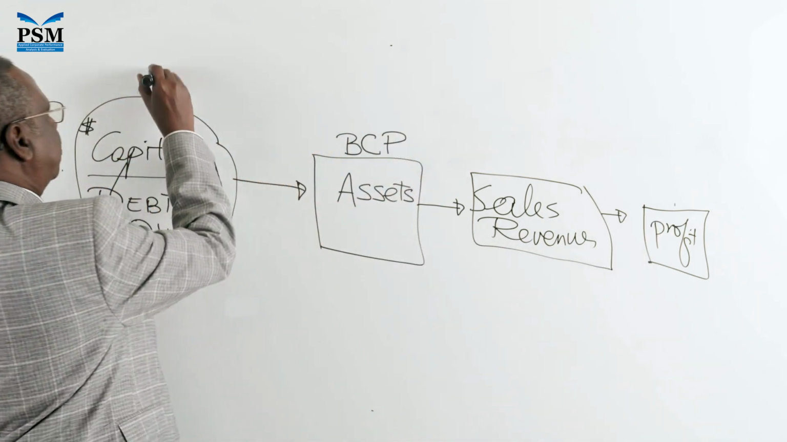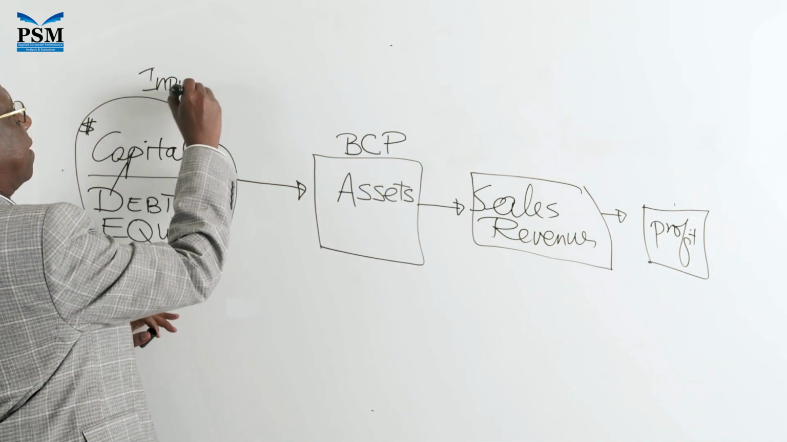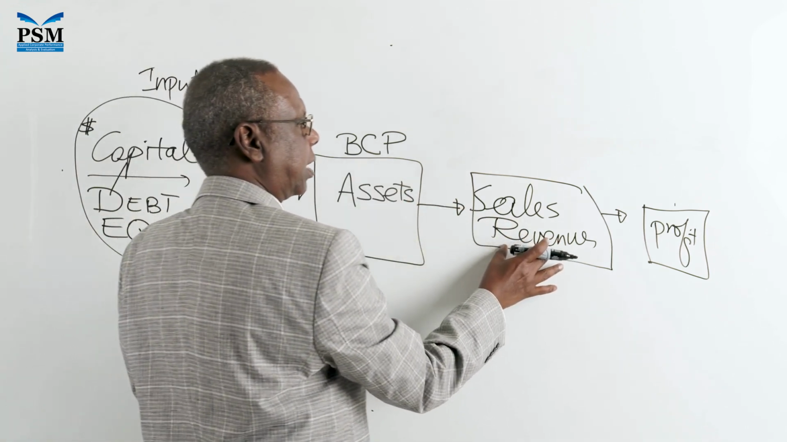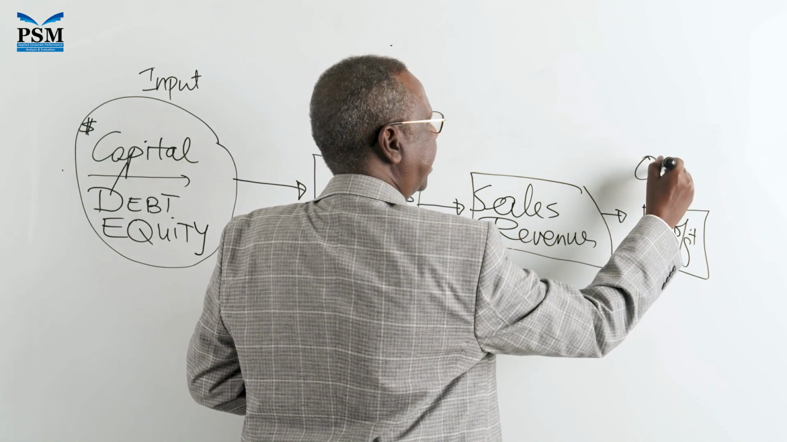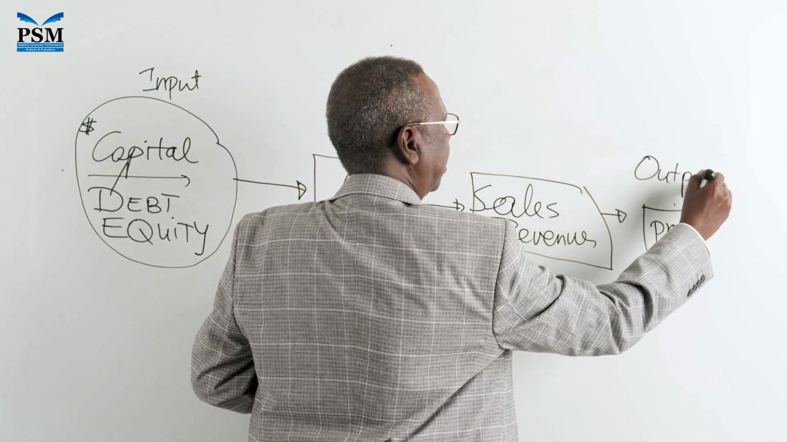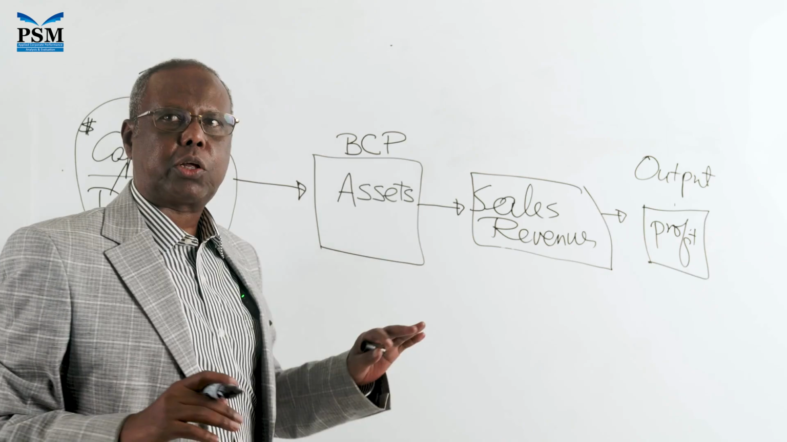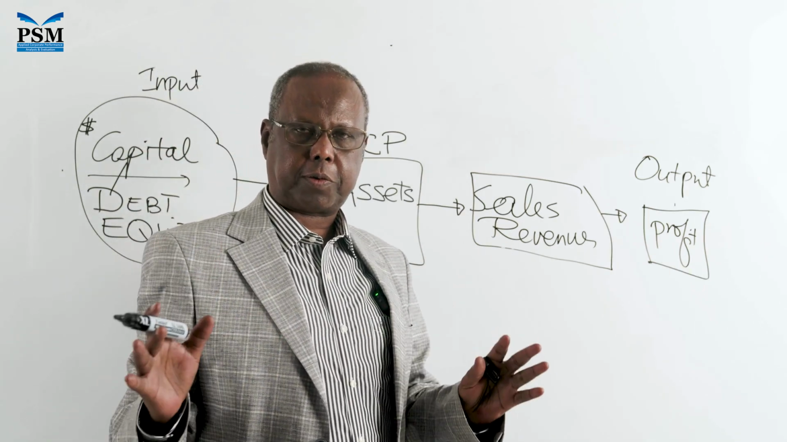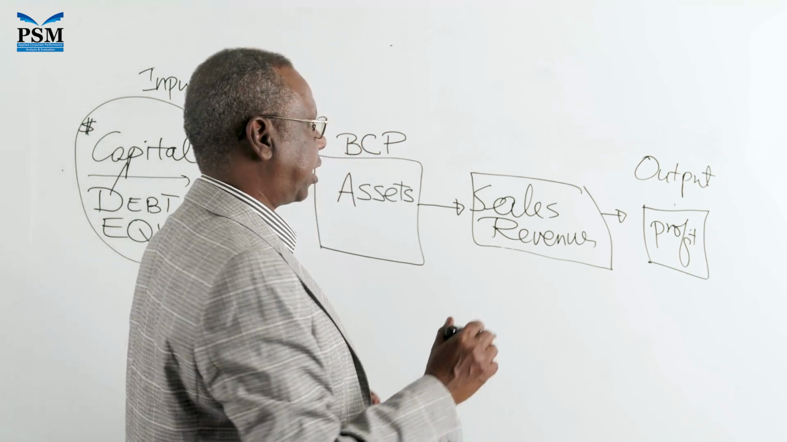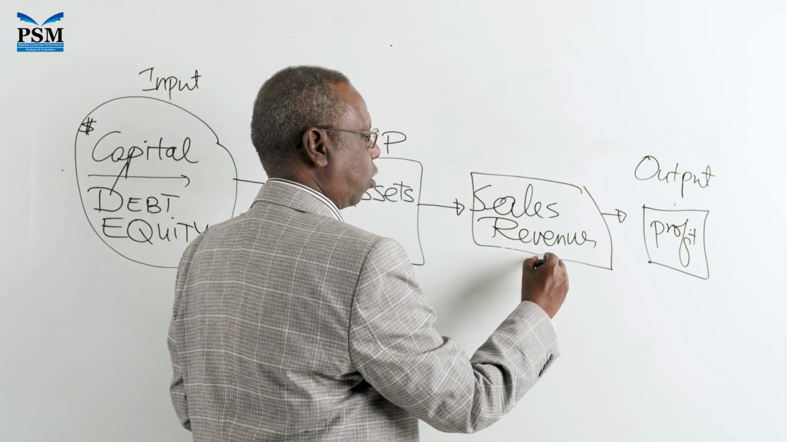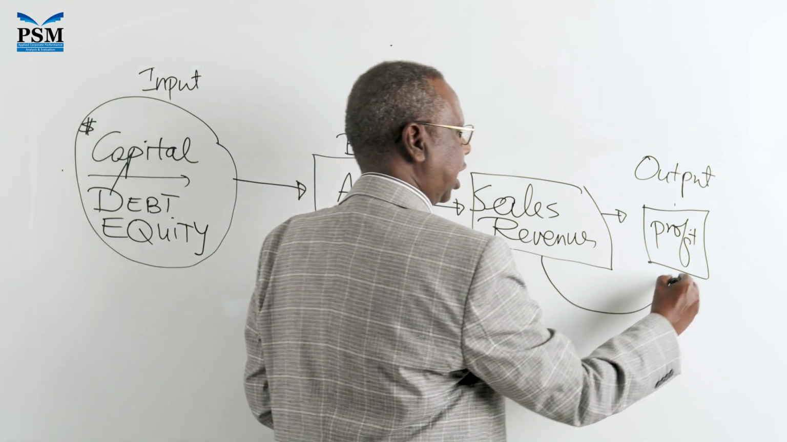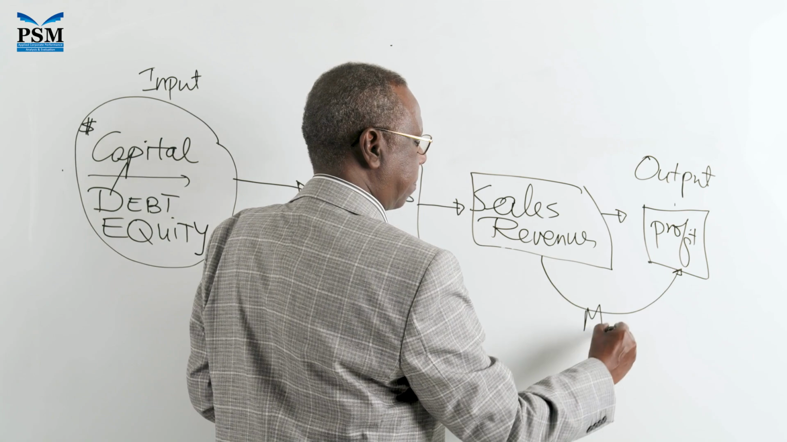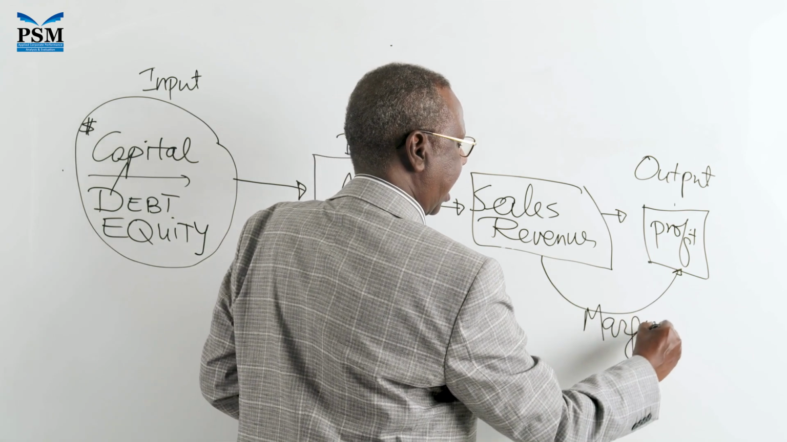So this is the input. We will take the sales revenue as an intermediate output, and profit is the final output. We shall use an input-output analysis in determining profitability. We begin with comparing or relating sales revenue to profitability. That concept is called margin analysis.